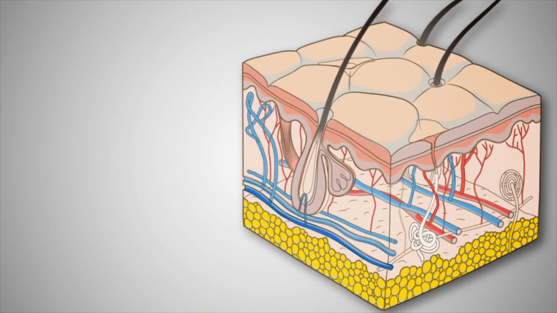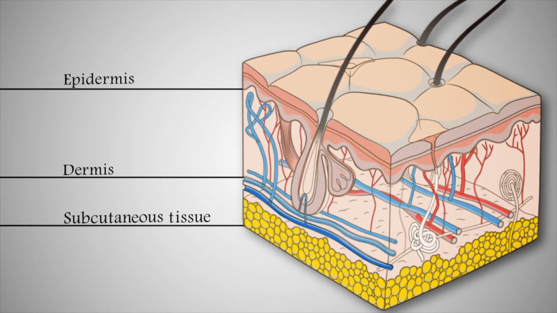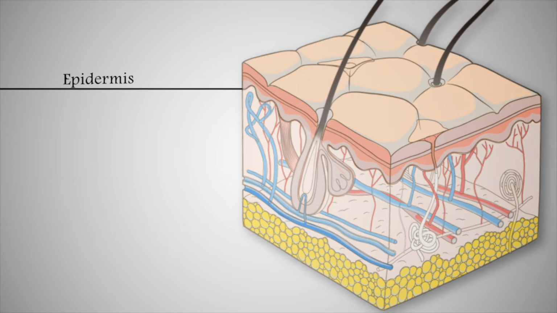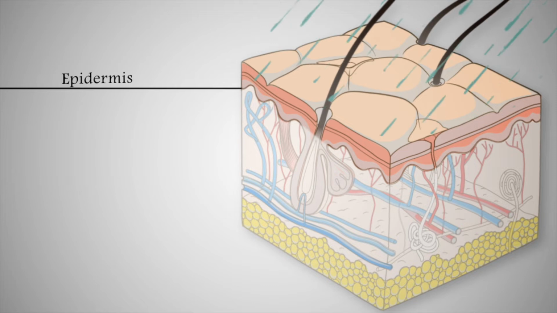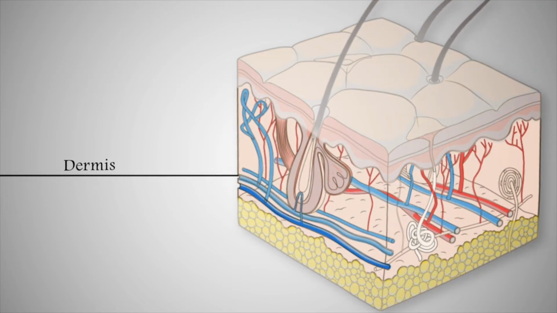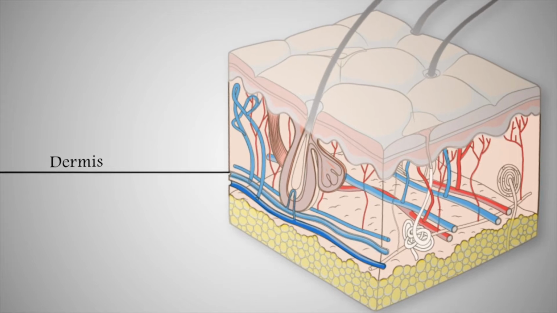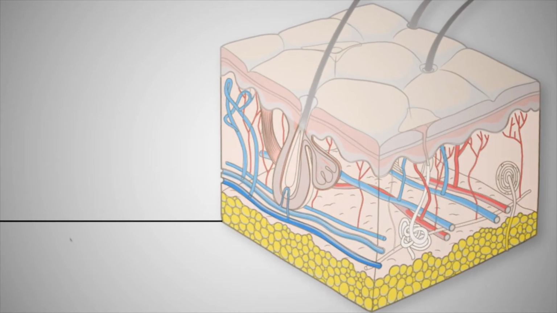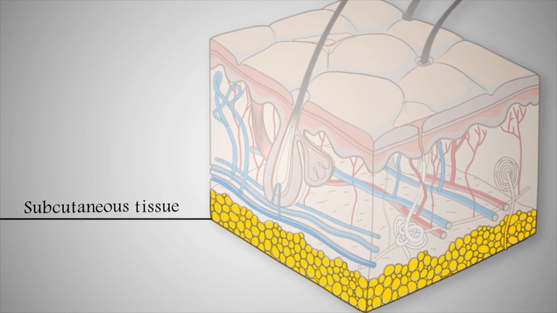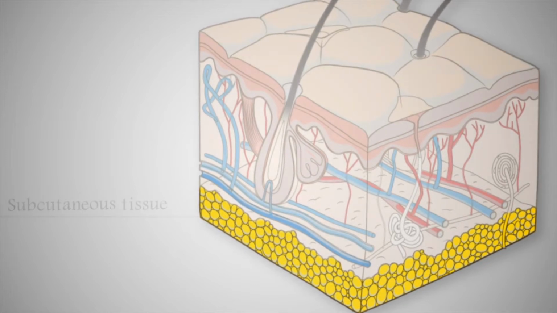The skin is composed of 3 layers: the epidermis, the dermis, and the subcutaneous tissue. The epidermis is the outermost layer of skin, which provides a waterproof barrier. The dermis lies beneath and contains tough connective tissue, hair follicles, and sweat glands. The deeper subcutaneous tissue, also known as the hypodermis, is composed of fat and connective tissue.